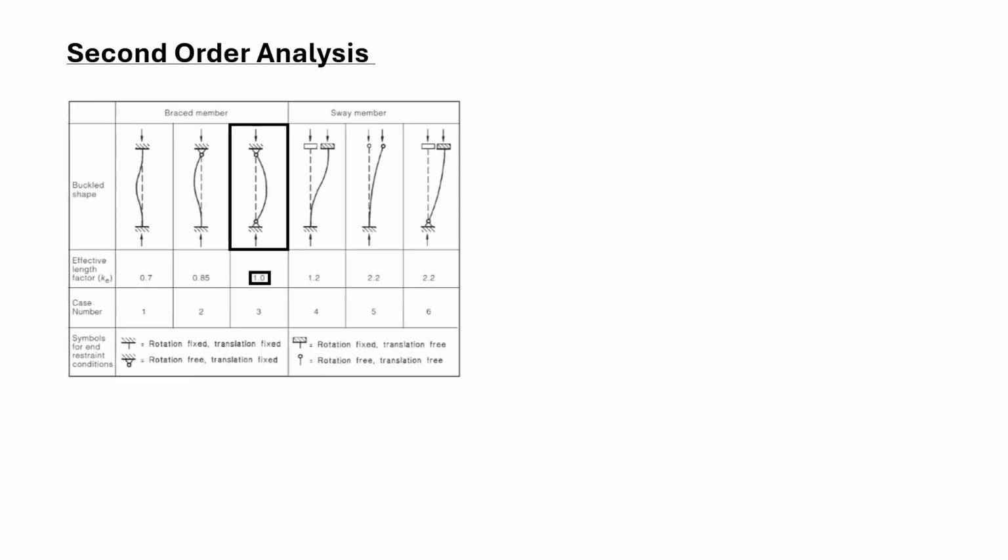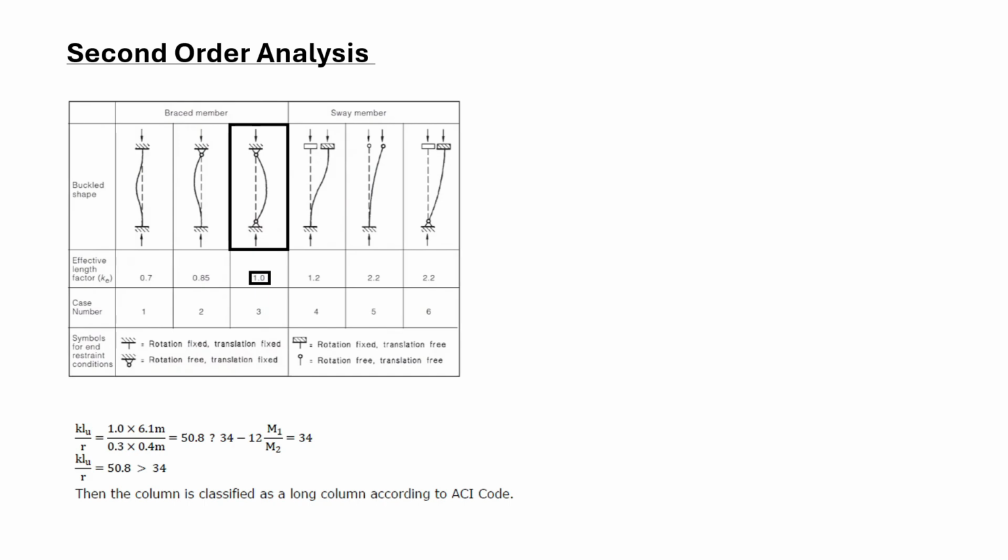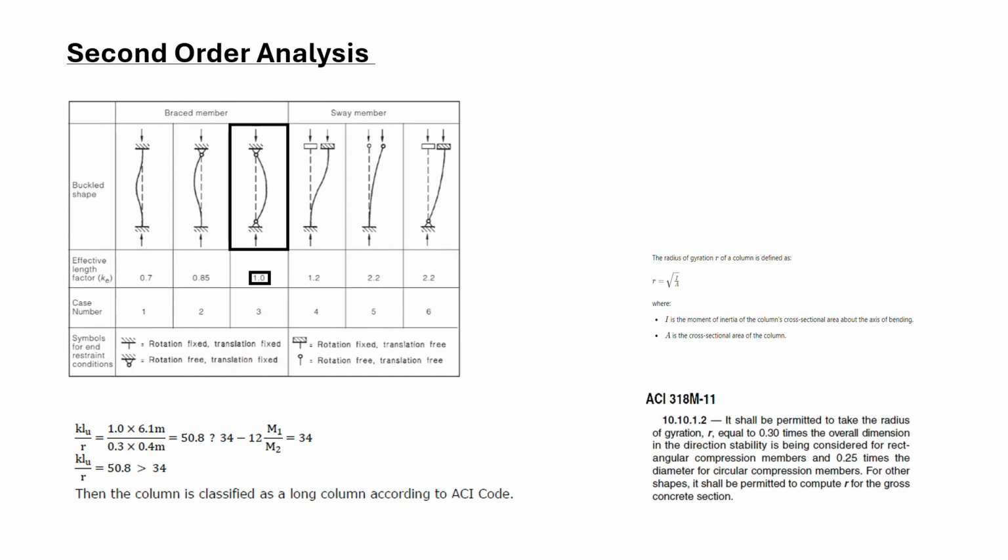The effective length factor K is typically 1 for this condition. This means the length of the column is considered as L. The radius of gyration, denoted as r, is a measure used to quantify the distribution of a column's cross-sectional area relative to its central axis. We can calculate it using this equation. Also, the code allows us to take it as 0.3 times the depth.